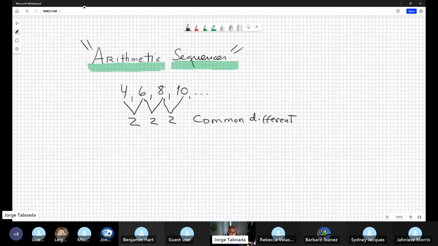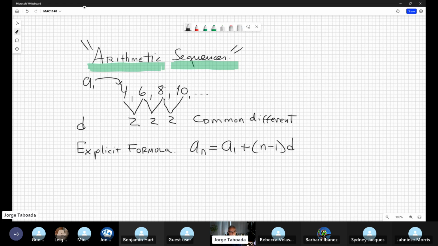We're using the explicit formula. For the arithmetic sequence, in general, a sub n is equal to a1 plus n minus 1 times d. Who is a1? a1 is the first term, in this example. Who is d? d is the common difference, which is 2. In this particular example, a sub n is equal to 4 plus n minus 1 times 2.